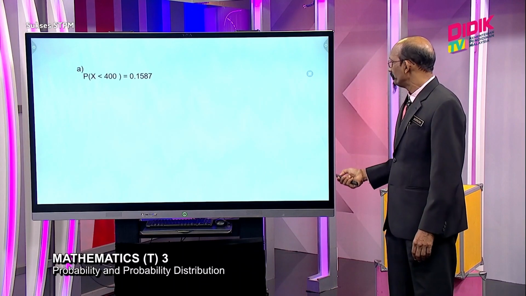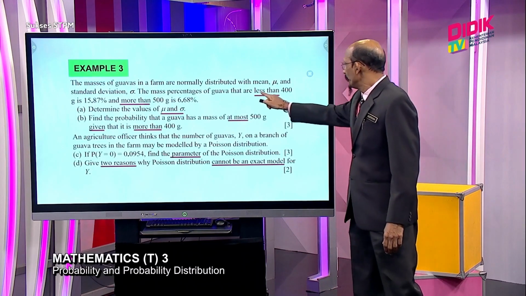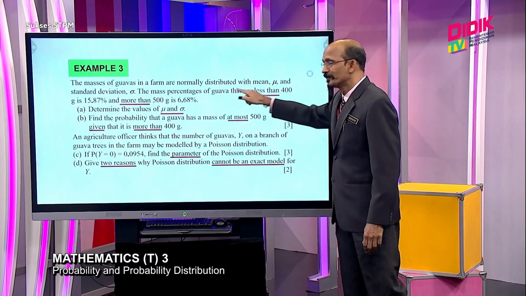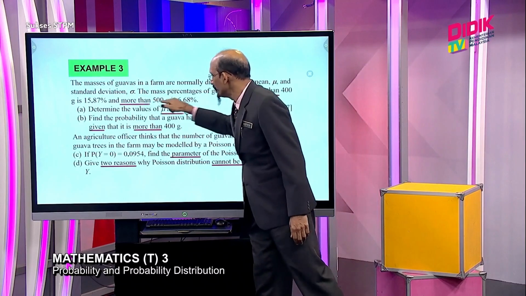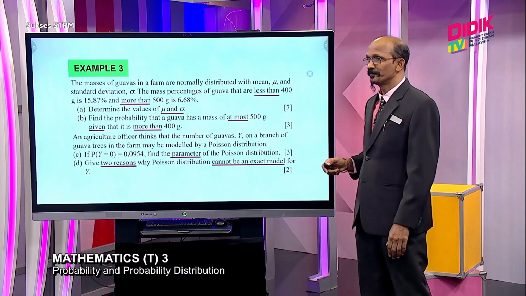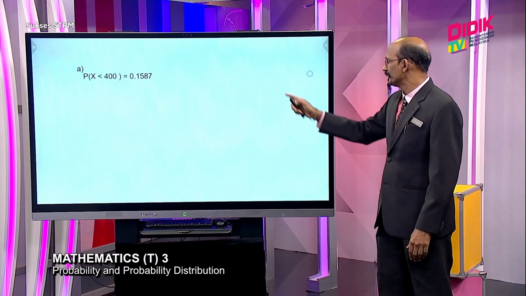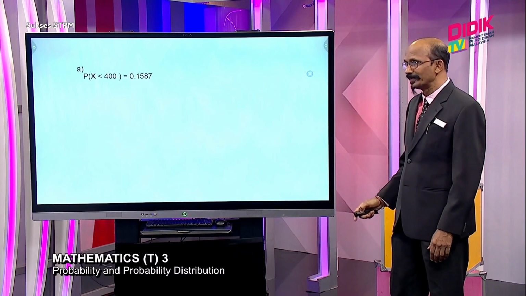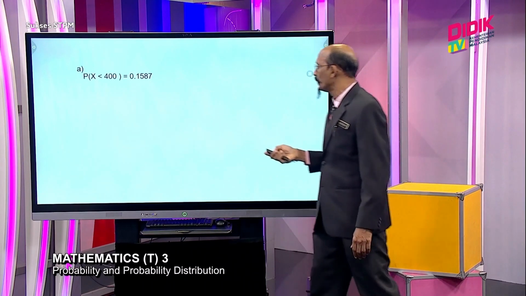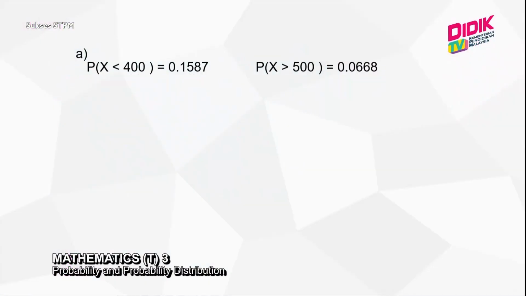Okay, going back to just now, if you notice, Sean, we got here a mathematical probability statement, where students have to convert into symbols. So first, they write X is less than 400. The probability given 15.87, so becomes 0.1587. Next one, greater than 500, you get something like that.